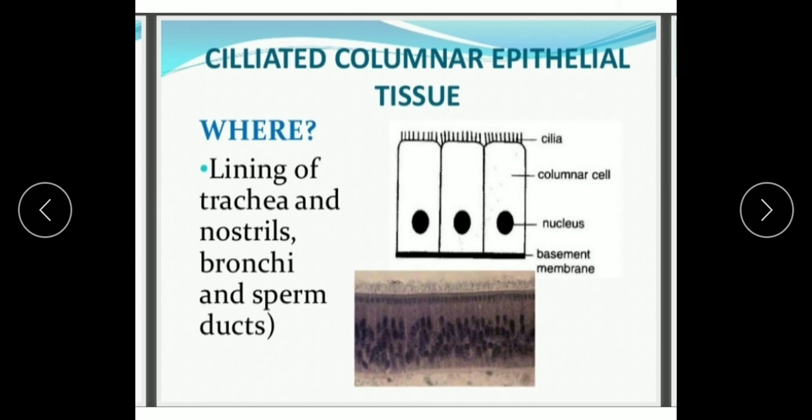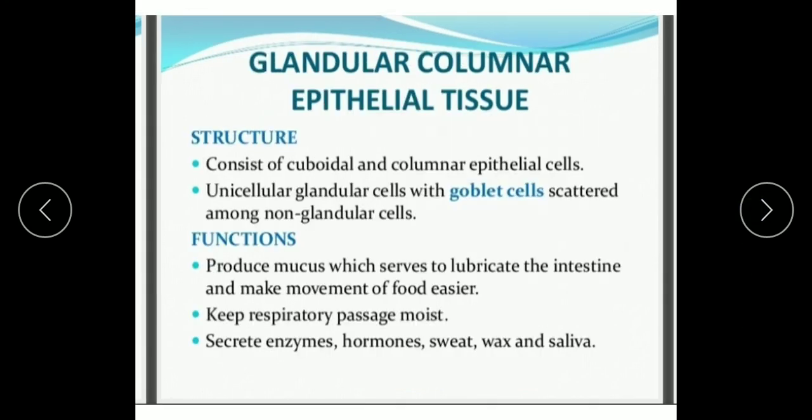Then the next one, glandular columnar epithelial cells. Structure: they consist of cuboidal and columnar epithelial cells. So unicellular glandular cells with goblet cells are secreted among the non-glandular cells. The glandular cells form two types of cells, cuboidal and columnar.